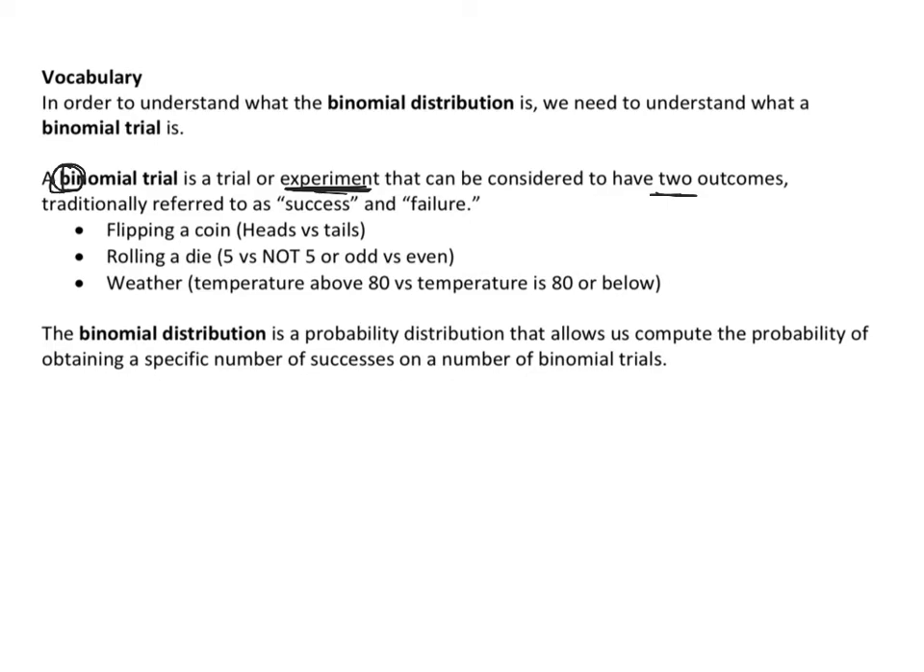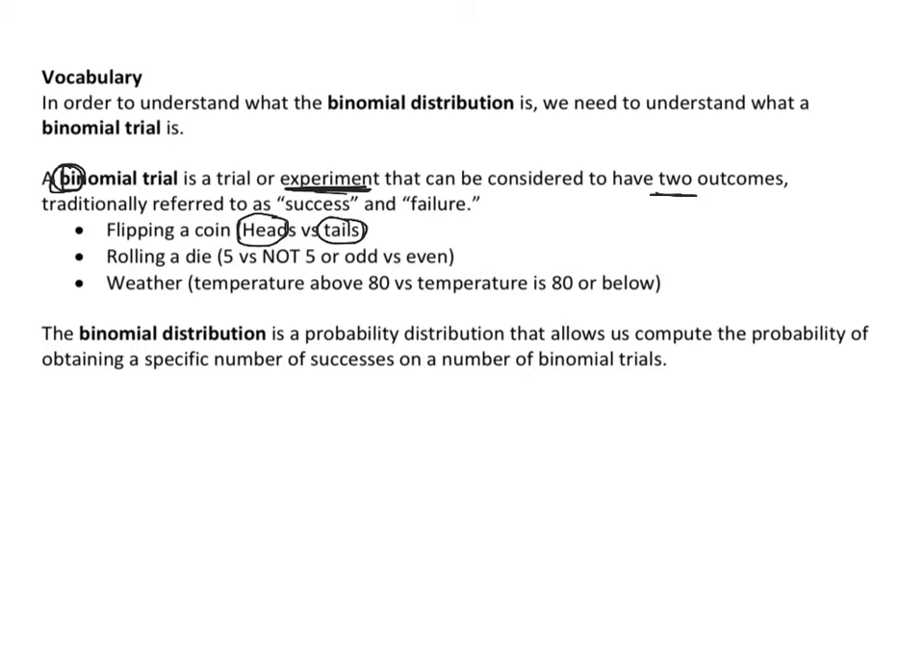One of the easiest binomial trials to think about is flipping a coin. Flipping a coin realistically has two outcomes. It's either heads or it's tails. In this case, those are evenly weighted. For a binomial trial, it doesn't have to be something that's 50-50. But the first example that I gave was.